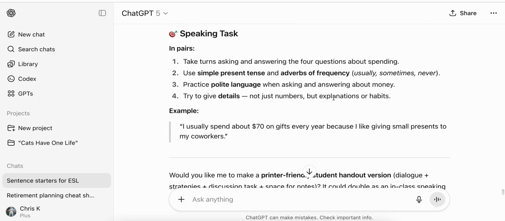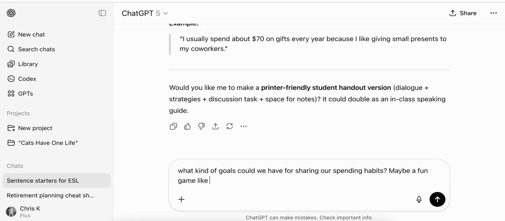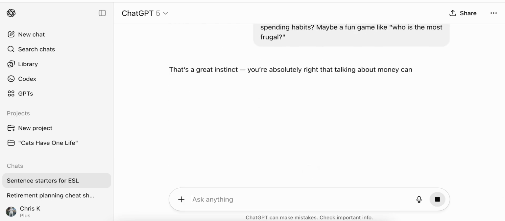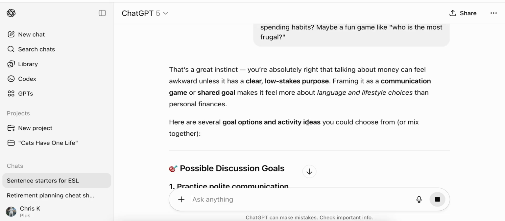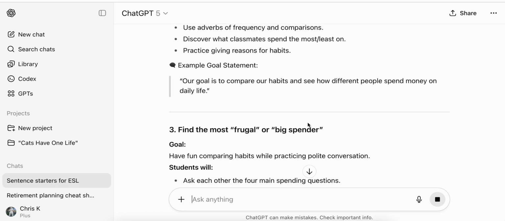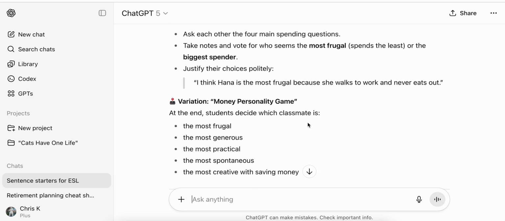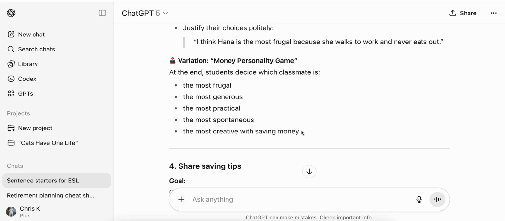Now, what would be a goal for this? What kind of goals could we have for sharing our spending habits? Maybe a fun game like who is the most frugal? I don't know. So let's see what it says here. Okay, so this is great.